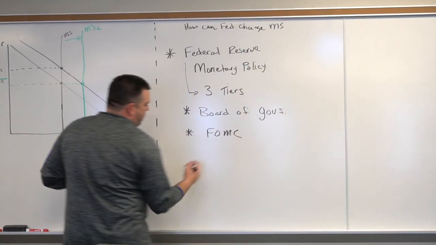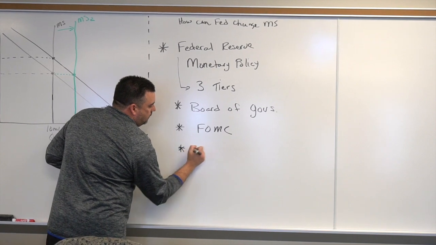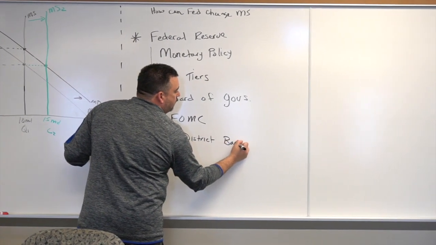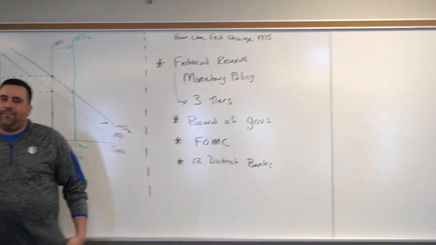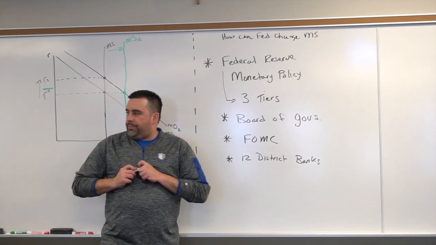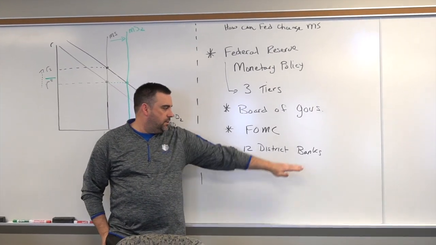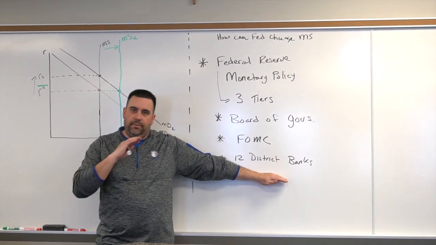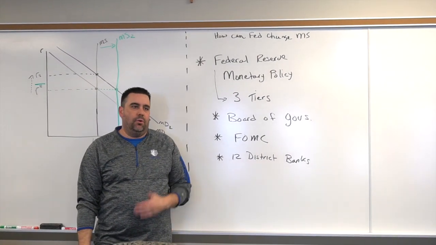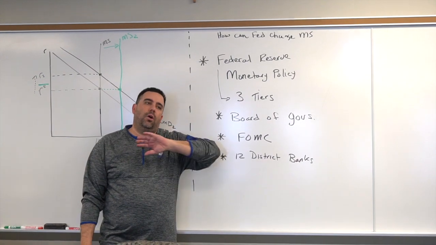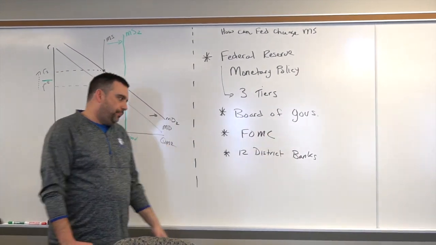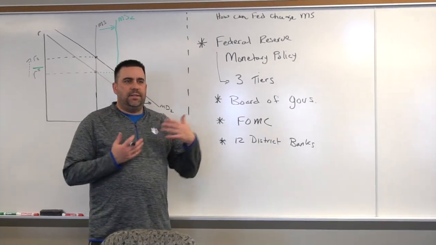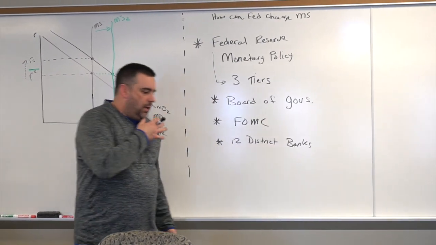Finally, below the FOMC, we have our 12 district banks. These are arranged geographically across the country, which is interesting in a couple of regards. It was based on population when the Federal Reserve was established in the 19-teens. Geographically, most of the banks are east of the Mississippi River. They've never really changed that, even though population has migrated significantly far west since then.